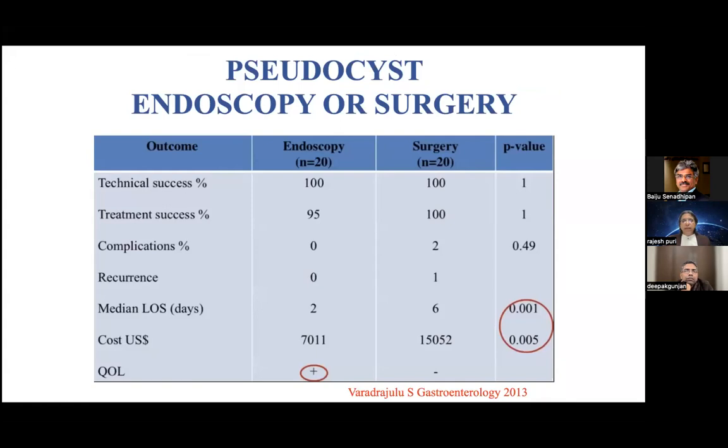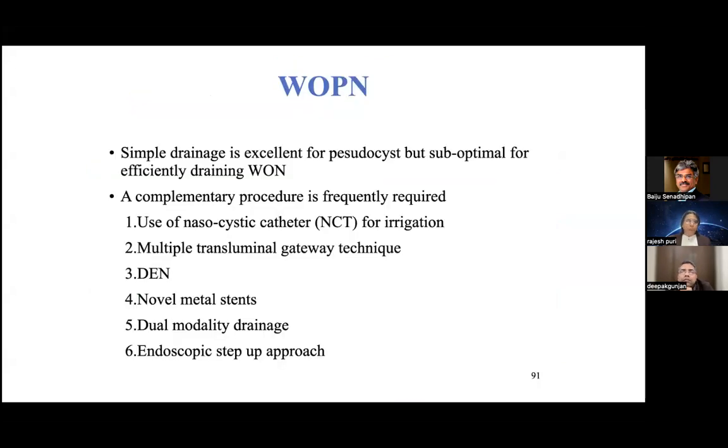Now, this is a study from Vardarajulu. When you compare pseudocyst drainage, endoscopy versus surgery, they have shown that the quality of life is better in the endoscopic group. Cost-wise, endoscopy is cheaper. Treatment success and technical success are equal in endoscopy and surgery, but median loss of days, as well as cost and quality of life, are better in the endoscopic group.